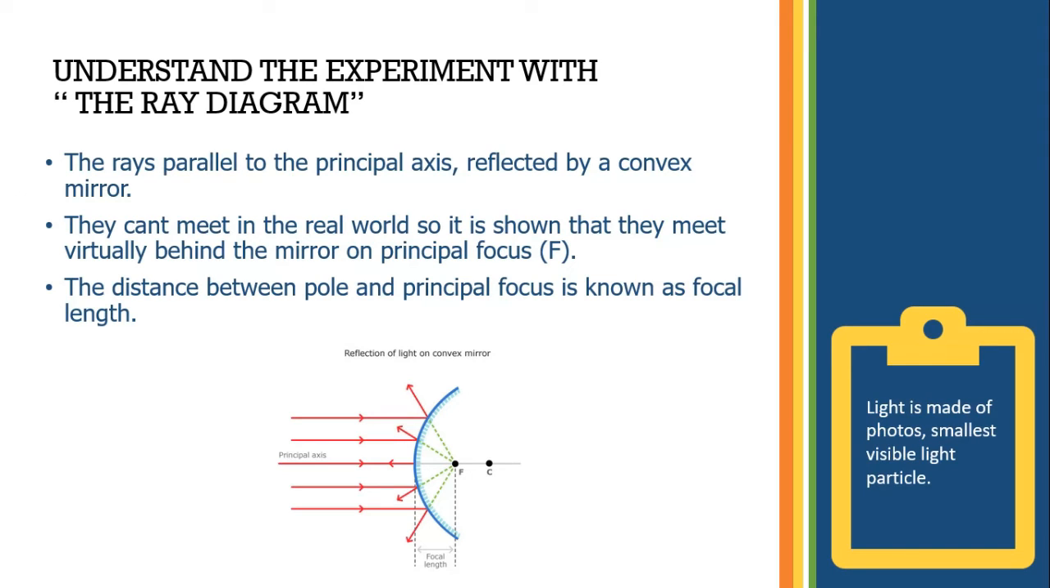When the rays are coming from the sun, it comes on the lens, reflects and goes in the different sides, and they can't meet in the real world. You can see here the rays are going in a different direction, and it is not possible for them to meet in the real world. So they meet virtually behind the mirror. You can see here the dotted lines. Now they are focusing on one point, that is known as principal focus, denoted by small f.